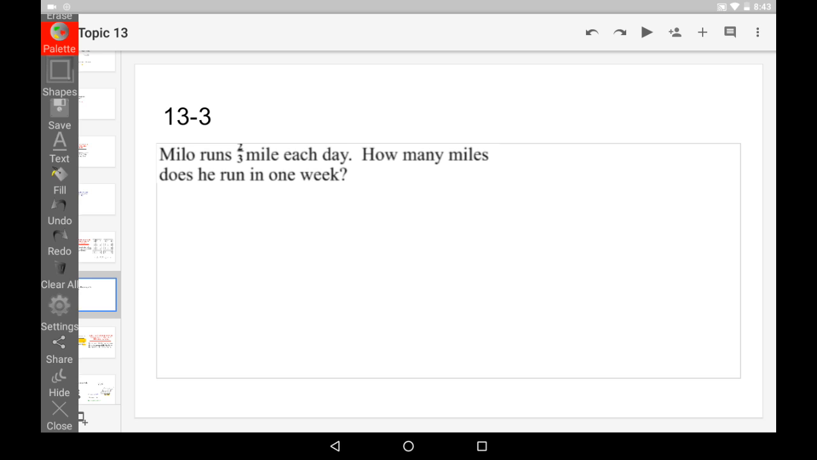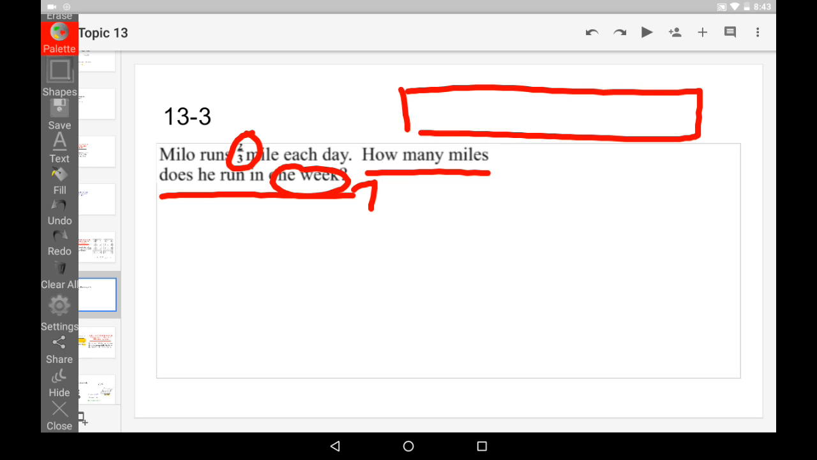So let's look at another practice problem here. We have Milo runs 2/3 mile each day. They want to know how many miles does he run in 1 week. We have to do a little bit of inferencing here. We have to know how many days are in 1 week. So it's really 7, so I'm going to put a little thought bubble there. So if he's running 2/3 mile a day, I'll draw a little picture up here. So there's 1, 2, 3, 4, 5, 6, we need another square, 7. And I would be going 2/3 each of these days here.